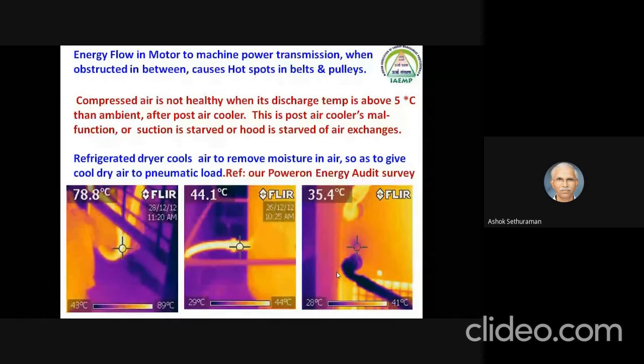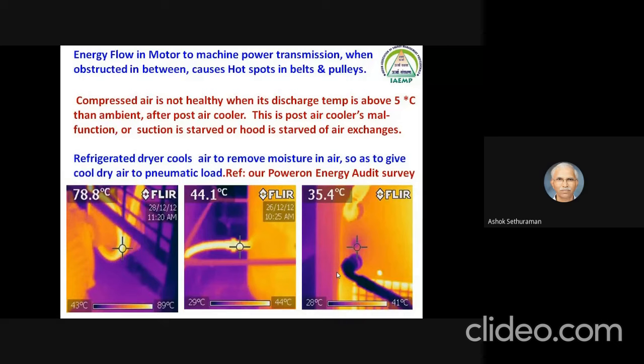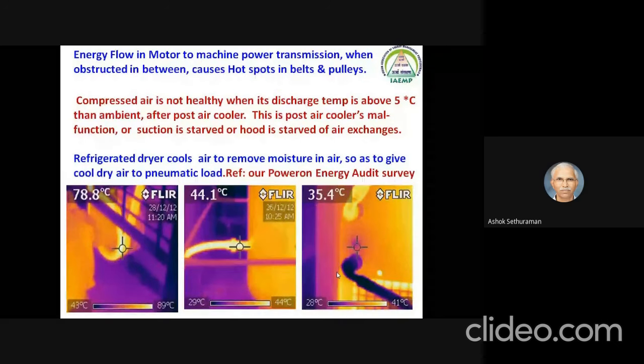Then comes the electrical and compressed air side. In the post air cooler of the compressor, within the hood, if it is malfunctioning, or if the suction of the compressor is getting starved, automatically the delivery temperature goes up. The compressor OEM always gives a FAD based on the input given to the compressor at 20 degrees. Their FAD monitoring is done at 20 degrees, and if what is delivered is at 45 degrees and above, it is a loss to the industry.